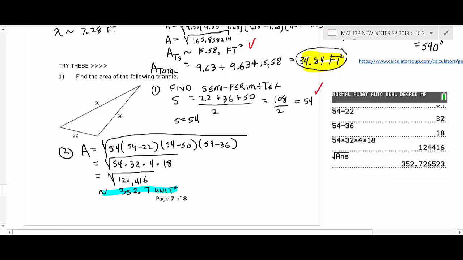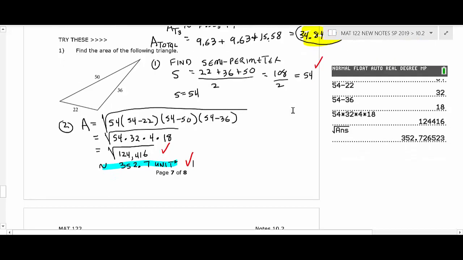Then to use Heron's formula, 54 minus 22, 54 minus 50, 54 minus 36. I went ahead and just calculated it like this, and ultimately I did the square root of 124,416. That gives the answer. Okay, so that's how you would do that. That's a very straightforward Heron's formula problem. Okay, pause if you need to pause, otherwise I'm going to the next page.